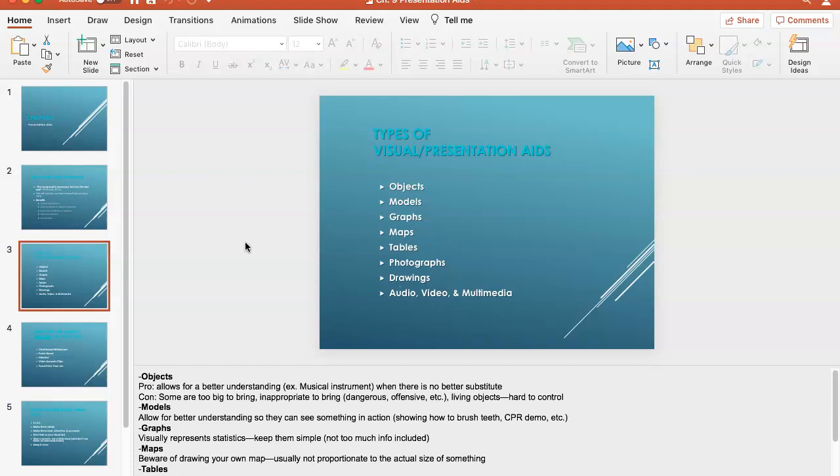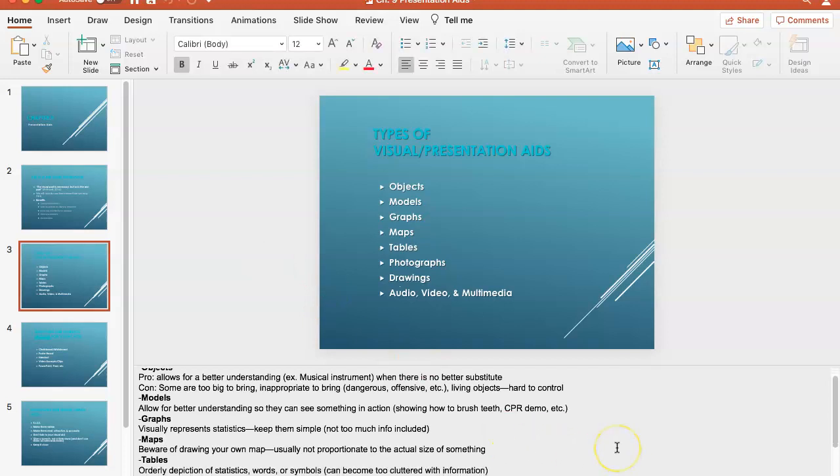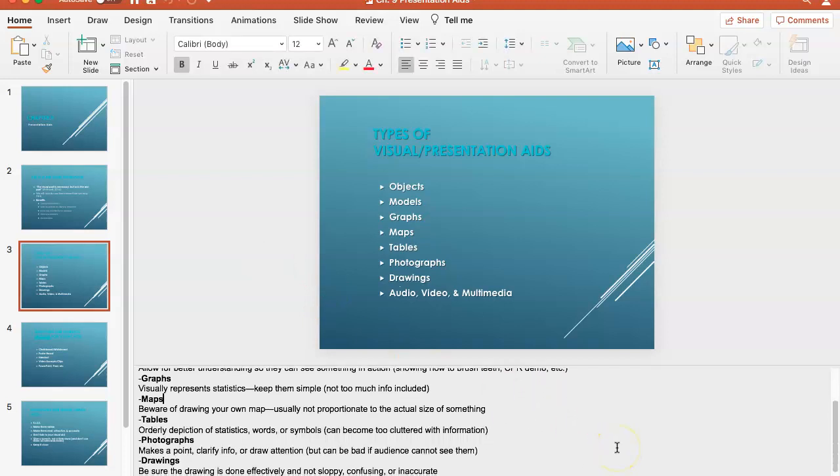All right, graphs. Let's move down here. Graphs visually represent statistics. So you want to keep them simple. You don't want too much information because even if people have time to read through it, that can be monotonous or confusing and overwhelming.